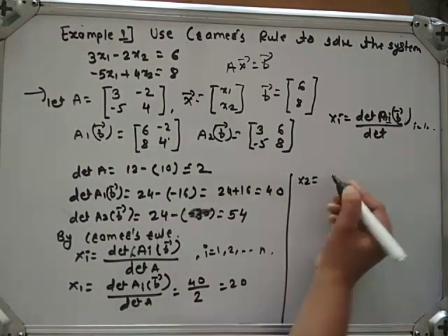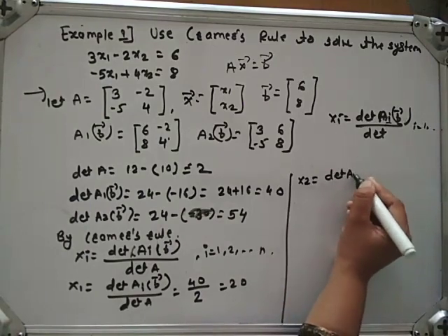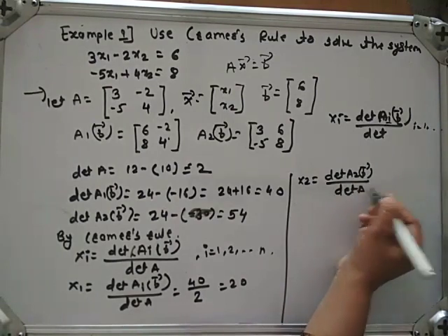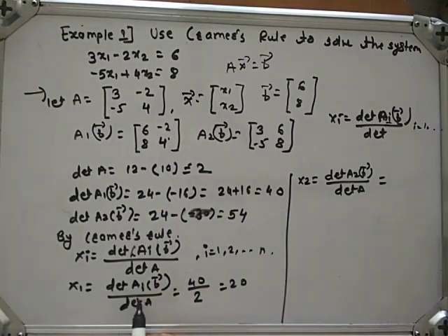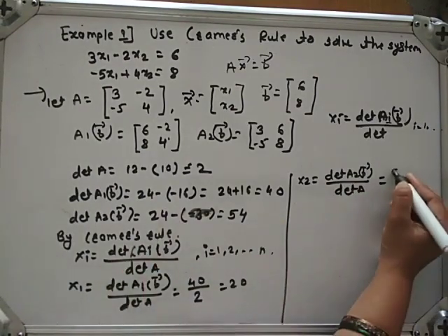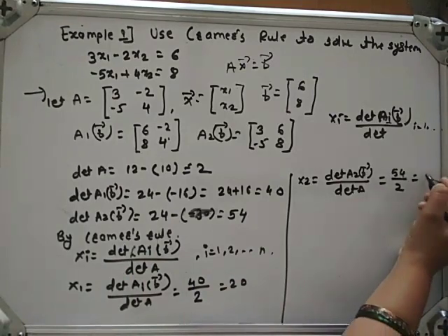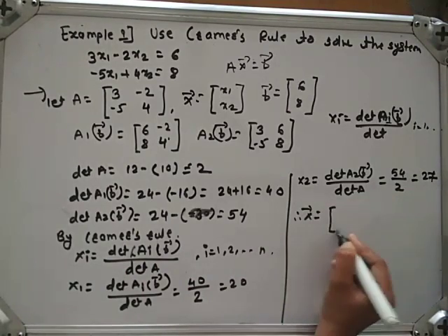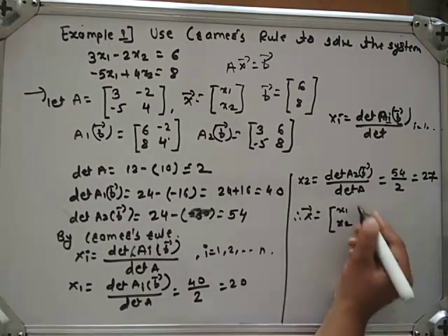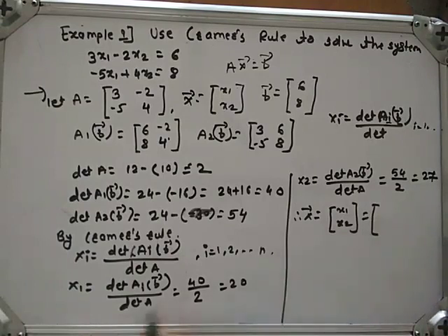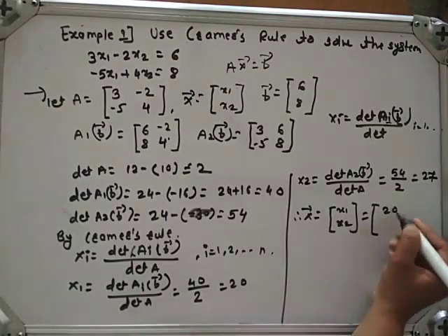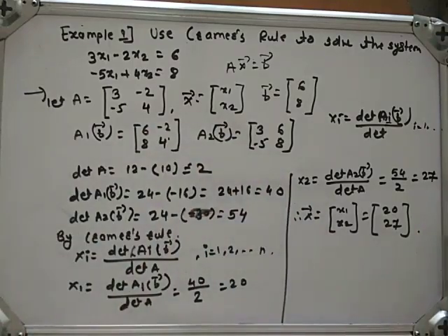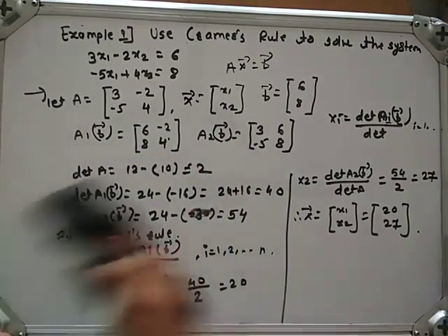So x2 is equal to determinant of A2(b bar) upon determinant of A. Determinant of A2(b bar) is 54 upon 2, which is 27. Therefore, x bar is equal to the matrix x1, x2 is equal to the matrix 20, 27, which is the solution of the given system. Okay, let us take one more example.